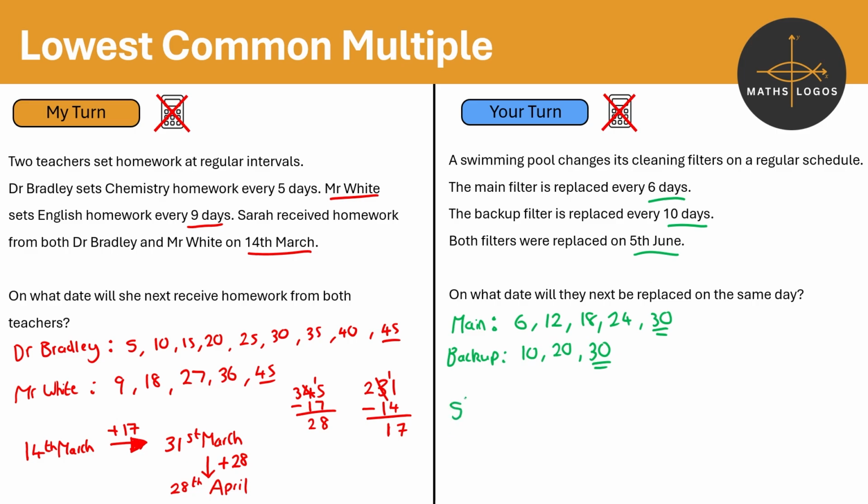So we'll start at our 5th of June, and we will add on 30 days. We want to check how many days June has. Well, June has 30 days. I'd need 25 days to take me to the end of June, the 30th of June. And then we want to go 30 days from when the filters were both replaced. So from the 5th of June, and we've already gone 25, so we need to go another 5 days. And that would take us to the 5th of July.